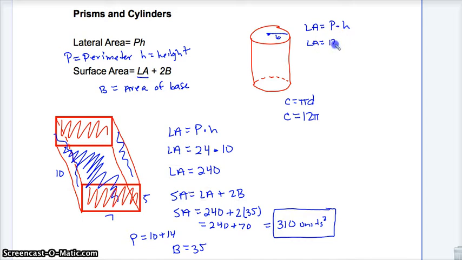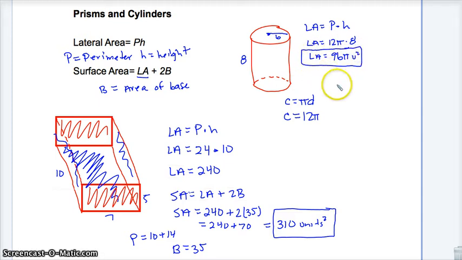My lateral area will be 12 pi times the height, which in this case we'll say is 8. So 12 pi times 8. So my lateral area, I'm going to leave this in exact form, so 12 times 8 is equal to 96. So my lateral area is 96 pi. And again, that will be units squared.